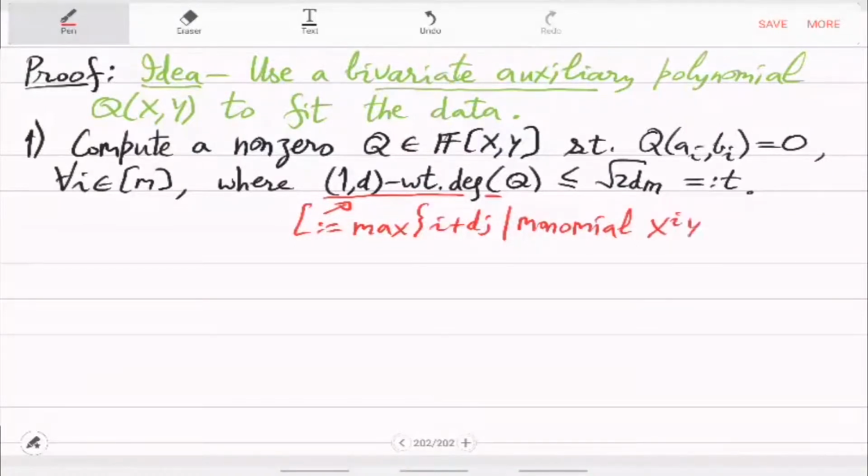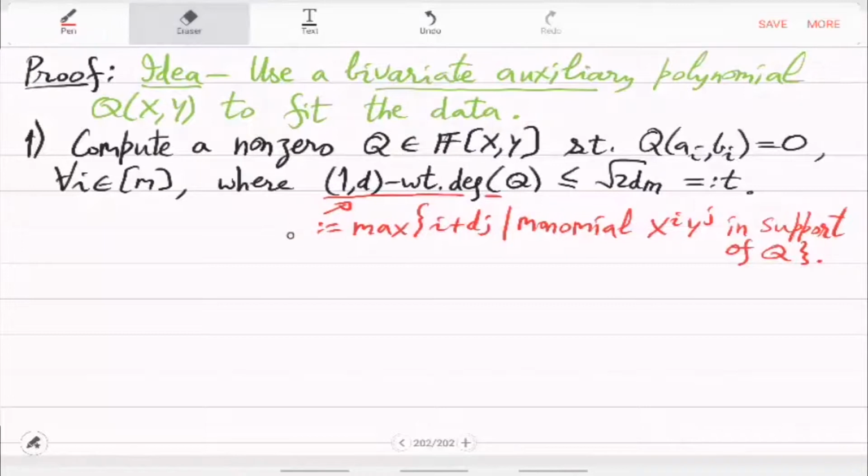x to the i, y to the j, in the support of Q. Okay, so weighted degree is just like degree, but now x and y have been given different weights.